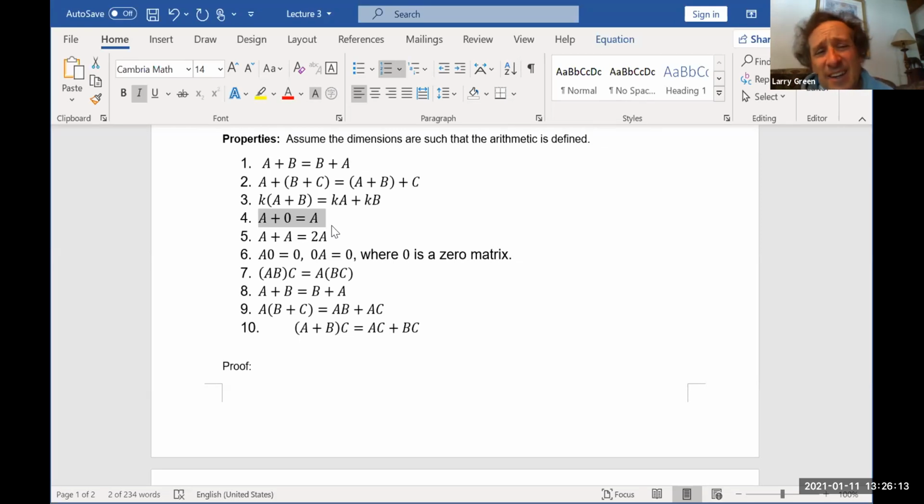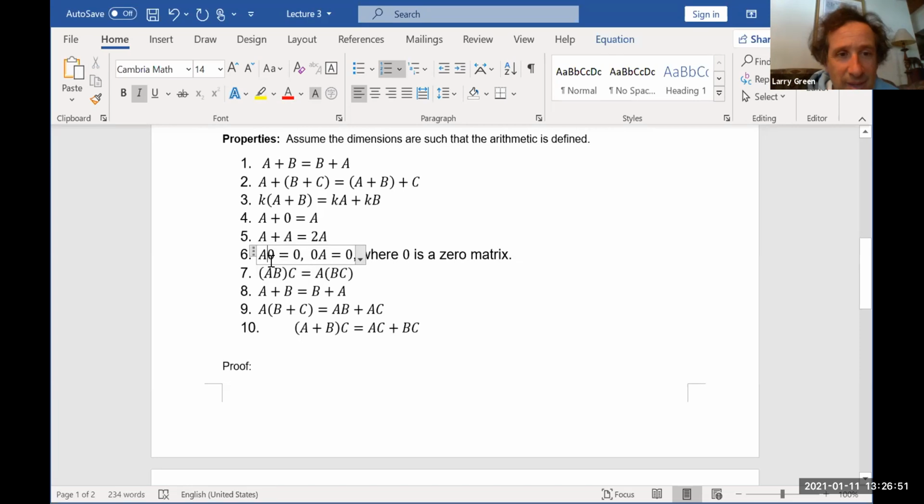Identity, but in particular, you want to say it's additive identity because it's different than the multiplicative identity. This next one you usually don't see written as a property, but I want to put it here because it's important. A plus A is 2A. I know that seems obvious, but remember that 2 is a scalar, so we're not even multiplying matrices here, but this does work. A plus A equals 2A, and in fact, if I wrote A plus A plus A, that would be 3A, as you might guess.